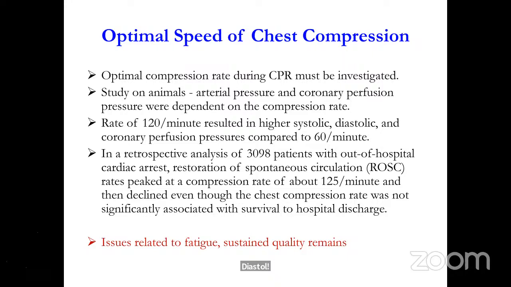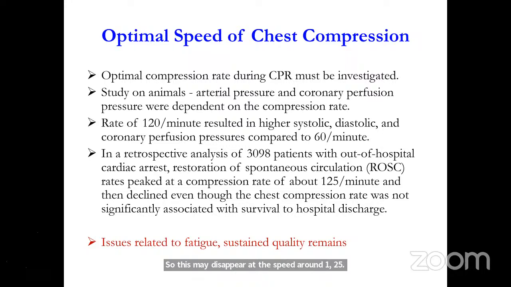And in another good retrospective analysis of almost 3,000 patients who had an out-of-hospital cardiac arrest, ROSC was maximum when the compression speed was 125 per minute, and then declined, even though those compressions were not significantly associated with survival. So it appears that a speed around 125 is the most appropriate one.